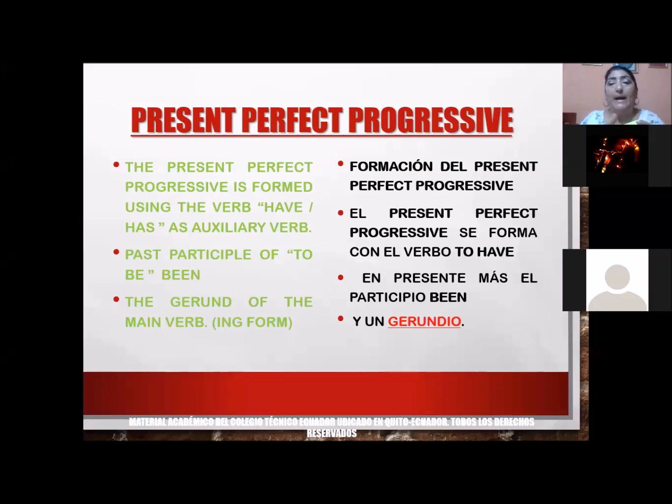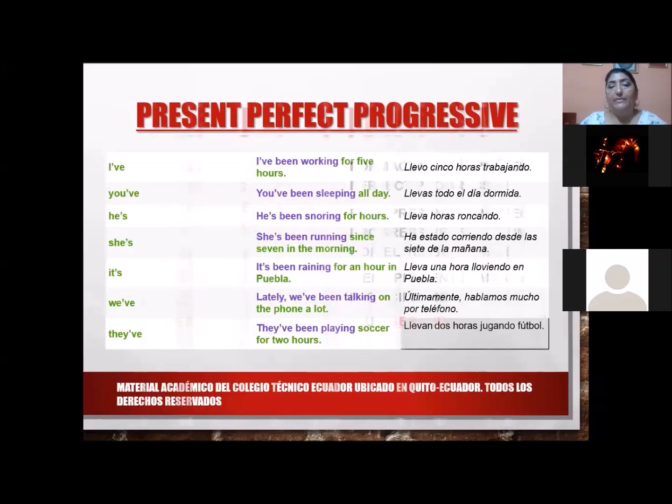In perfect tenses, we use been, the past participle of to be. And last, the gerund or the ing form of verbs, okay? The forms of ing. Next, here we have some examples.